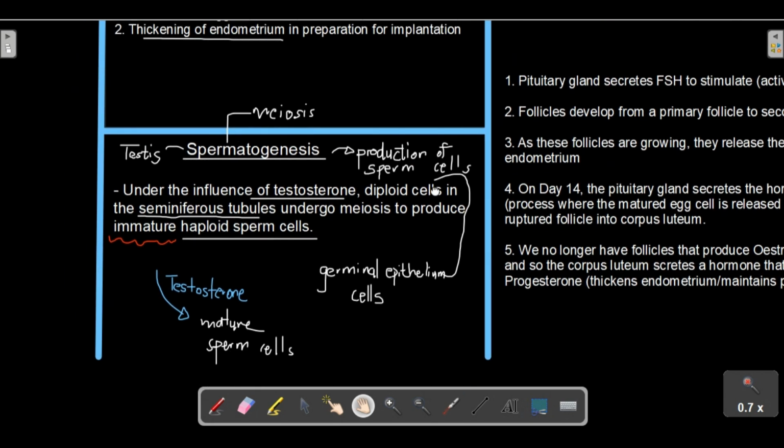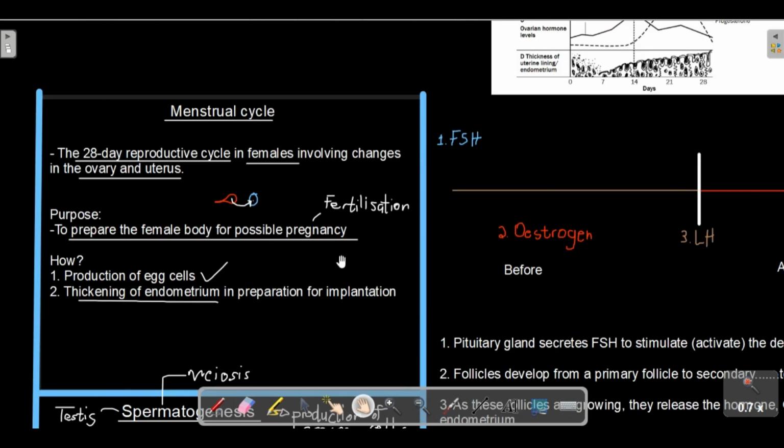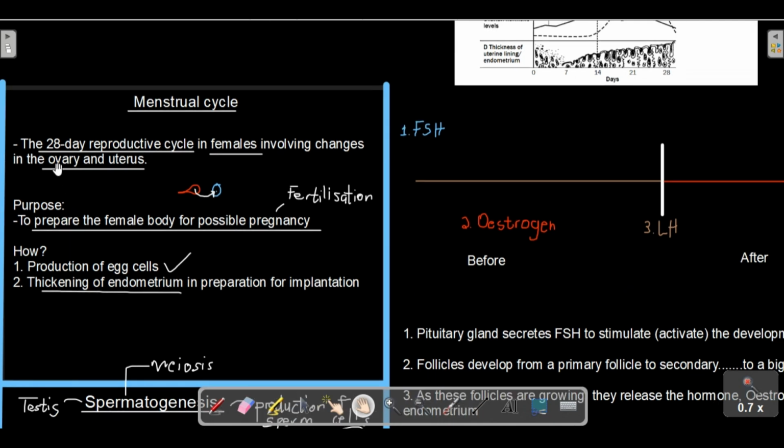Okay, I hope that makes things better for you. Now let's get on to this menstrual cycle. Okay, so we're saying that this is a 28-day cycle, right?